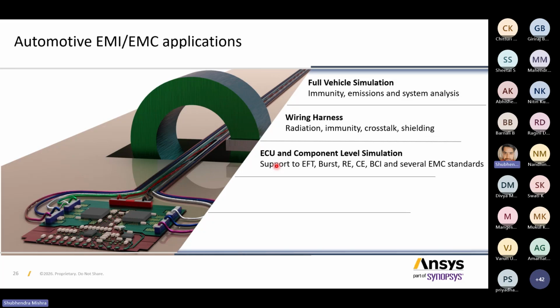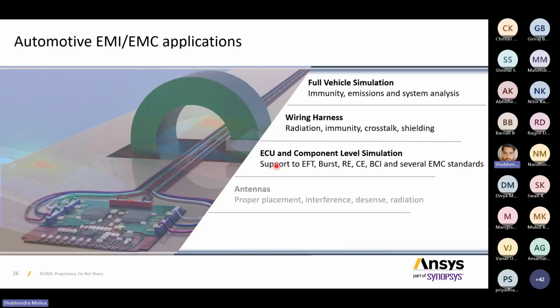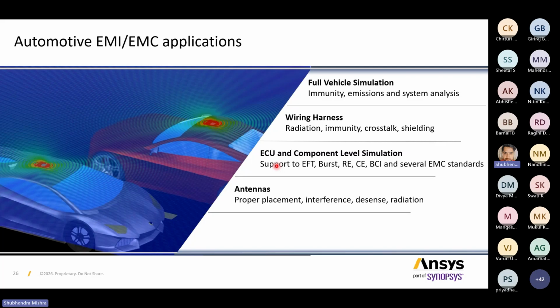Now, if you want to go with the EFT test, bus simulations, or matching the EMC standards, for that we also have component-level simulations for a particular placement. What happens when I have placed one antenna over one vehicle and another on the second vehicle? Here you can see there's one antenna placed over one vehicle, and on the second vehicle there's an antenna also placed. How that antenna is communicating with this one, and how it is affecting or interfering with the other antenna, we can analyze with the help of HFSS.